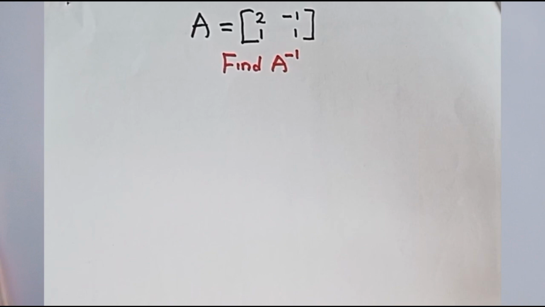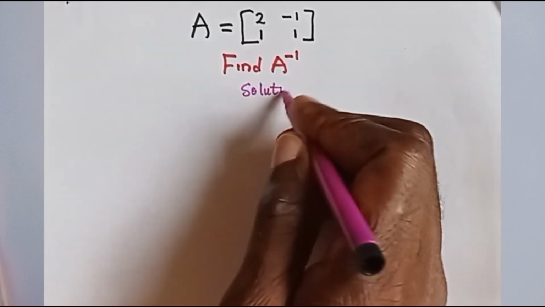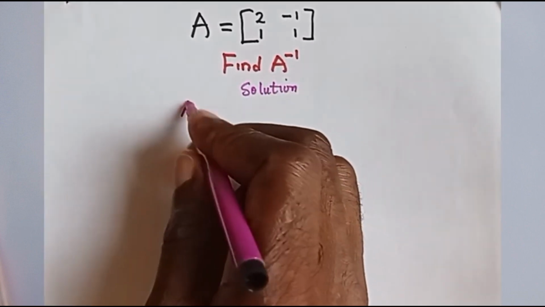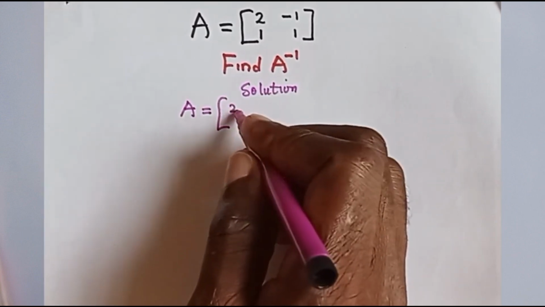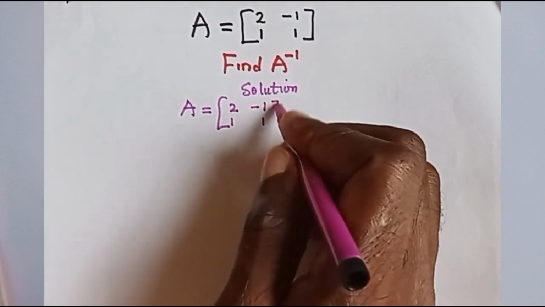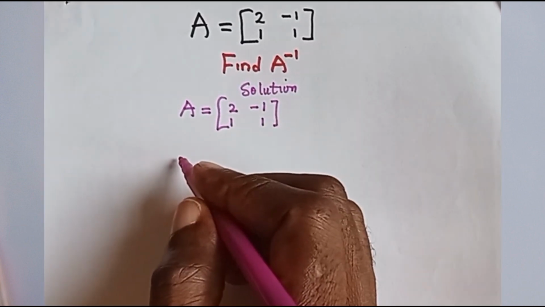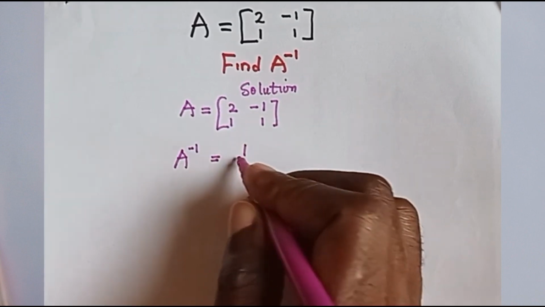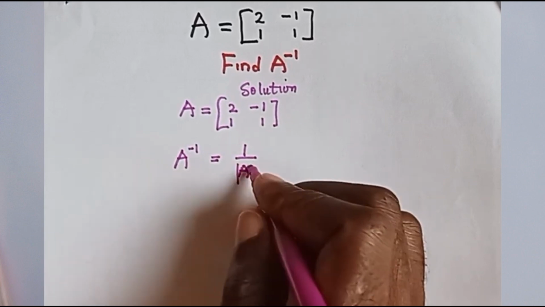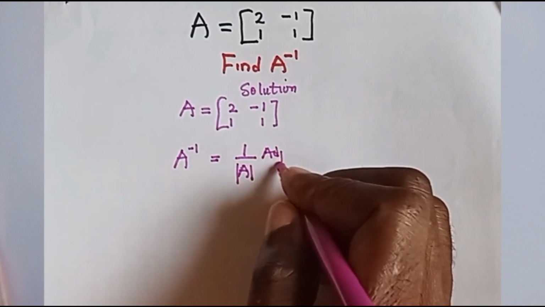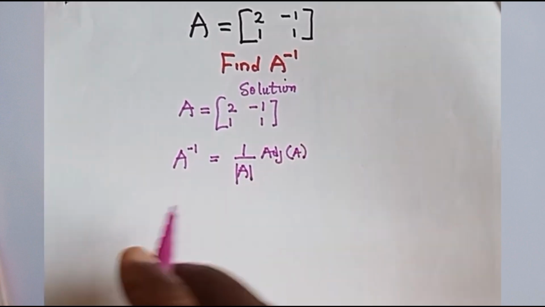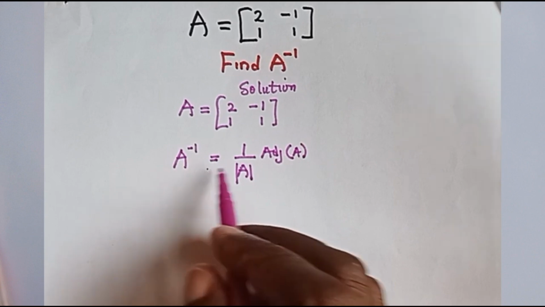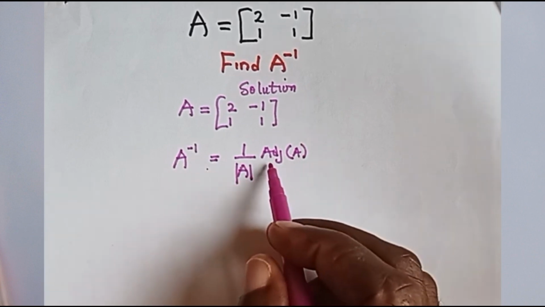In this video, I want to show us how to find the inverse of a 2 by 2 matrix. Solution. So we have A equals 2, 1, minus 1, 1. To find the inverse of A, this is the formula we use: 1 over the determinant of A, then the adjoint of A. The formula to find the inverse of A is 1 over the determinant of A multiplied by the adjoint of A.